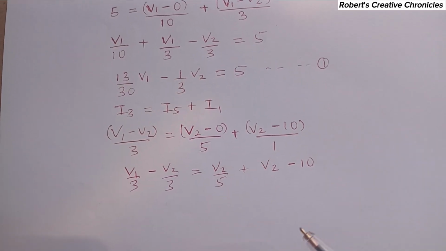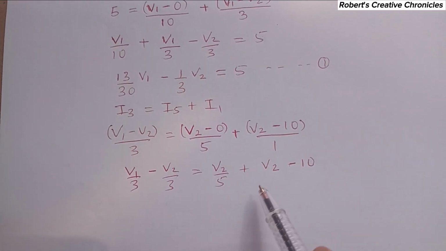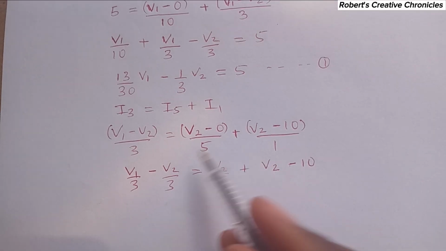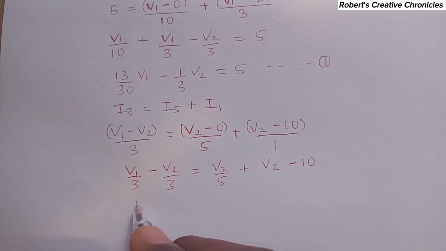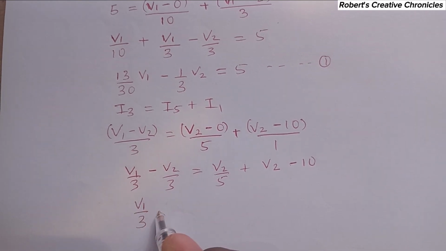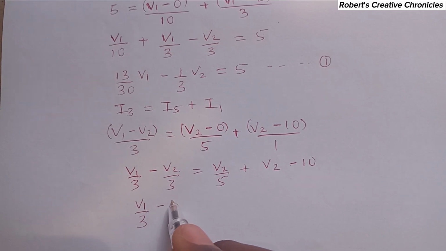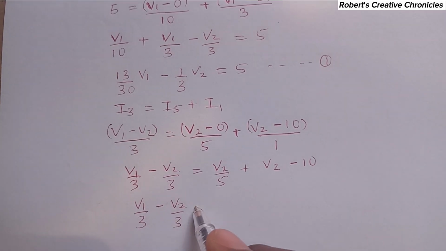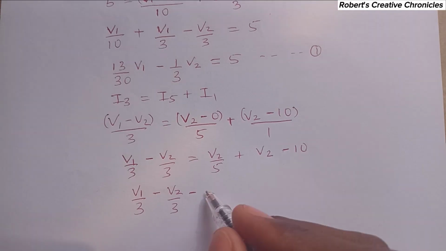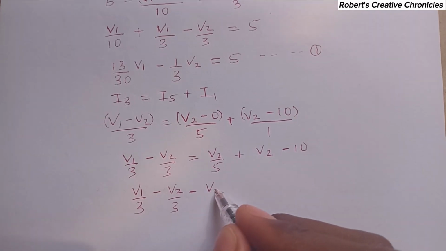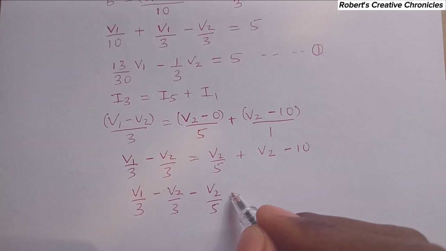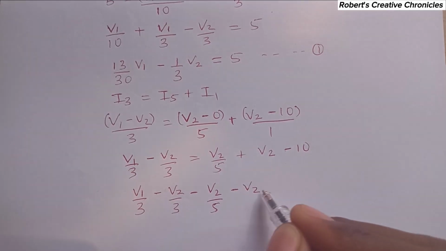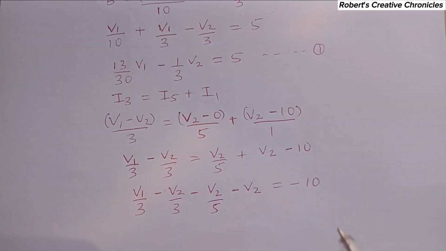So we'll collect like terms. Let's move all this thing here. This becomes V1 over 3 minus V2 over 3 minus V2 over 5 minus V2 equals to minus 10.